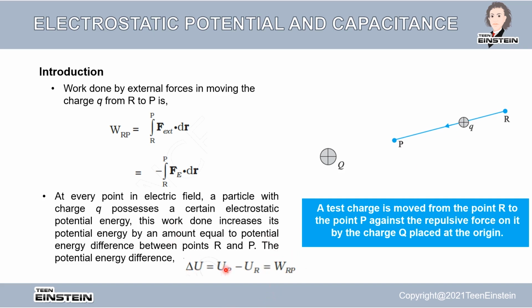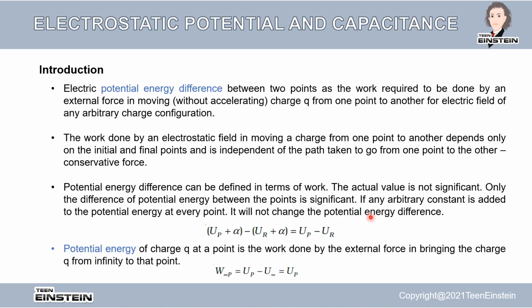So the potential energy difference between 2 points is equal to the amount of work done in bringing the charge from one point to another. So that is the definition of electrostatic potential energy difference. Electric potential energy difference between 2 points is the work required to be done by an external force in moving a charge q from one point to another, for an electric field of any arbitrary configuration. So this is how we define electrical potential energy difference.